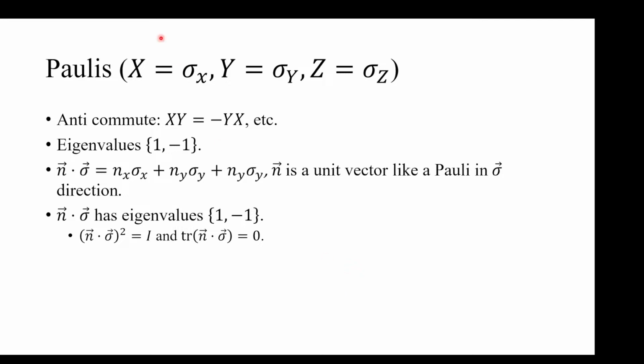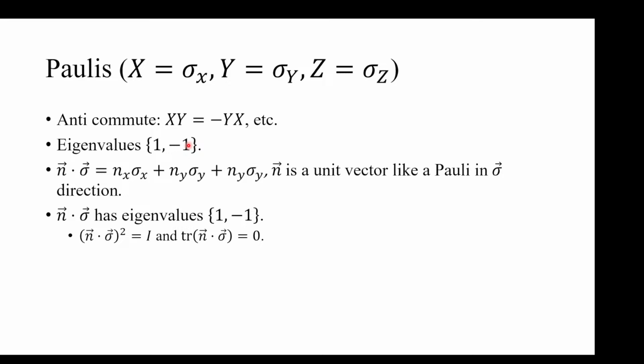Then we talk a little more about Paulis. The Paulis X, Y, Z have nice properties. First, each pair anti-commutes, which means that with matrix multiplication, the X matrix multiplied by the Y matrix equals the negative of the Y matrix multiplied by the X matrix. All of them are Hermitian and unitary, and their eigenvalues are just 1 and minus 1.